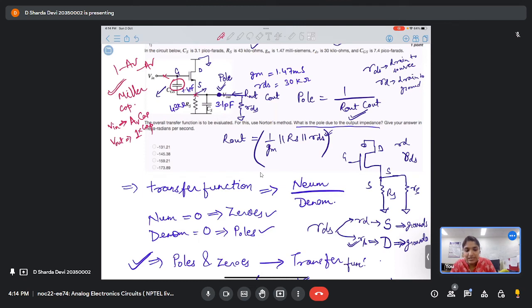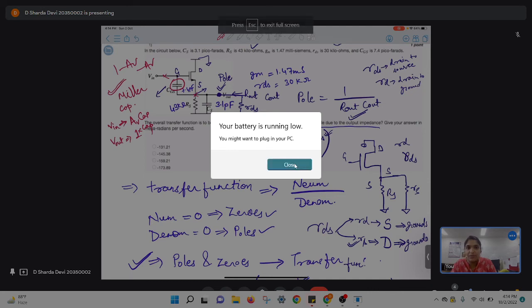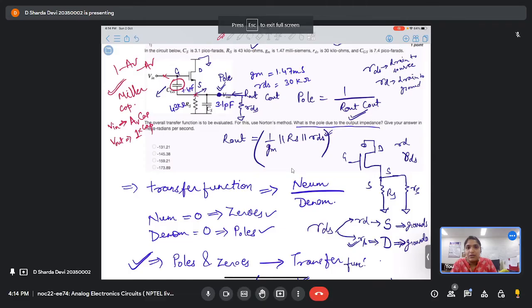And since this is CD configuration, the minus AV will come here. If it would have been CS configuration, there would have been a negative gain, so it would have been plus AV. But I'm talking about this factor, that it becomes gain times the capacitance, output voltage by input voltage. So that is another thing that I would like to highlight. So we found out R out.